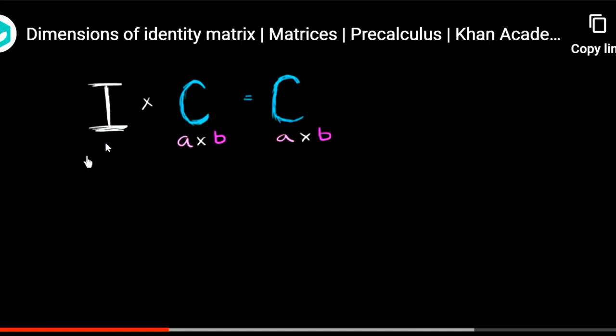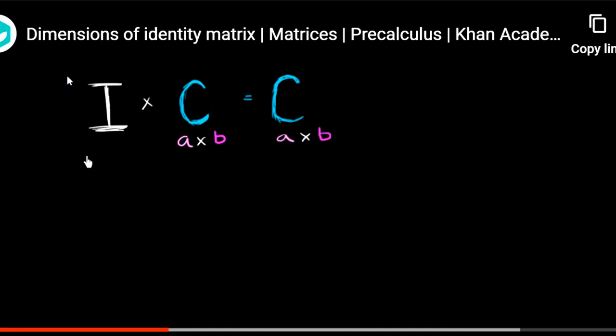So this is going to be something times A. It's got to be the same as that because if it's not A, it can't even be multiplied. And the answer is going to be an A times B. Well, that's the outside numbers. So this also has to be an A. So this has to be an A times A matrix in order to be multiplied by A times B and end up with an A times B. That's important to understand.